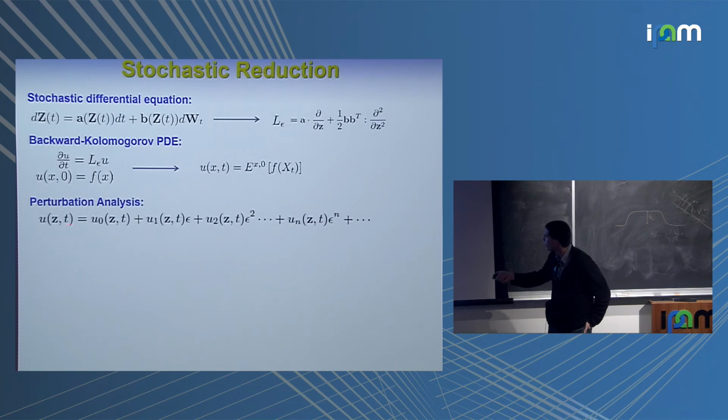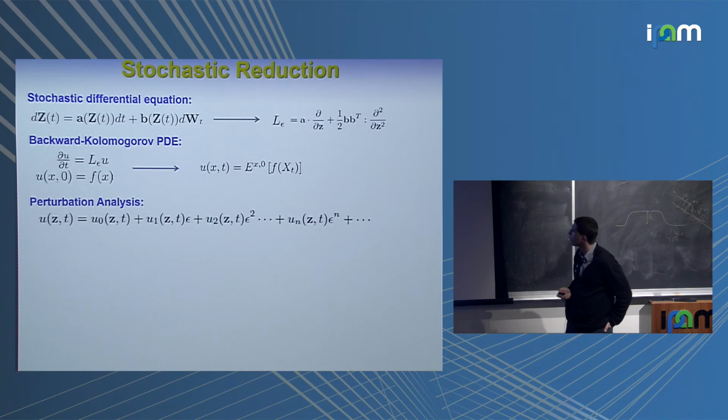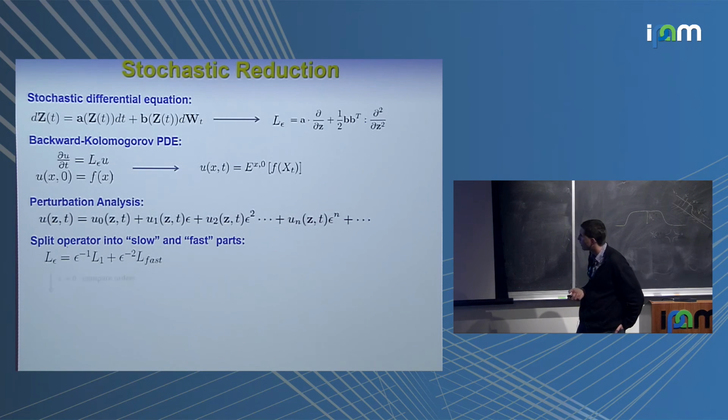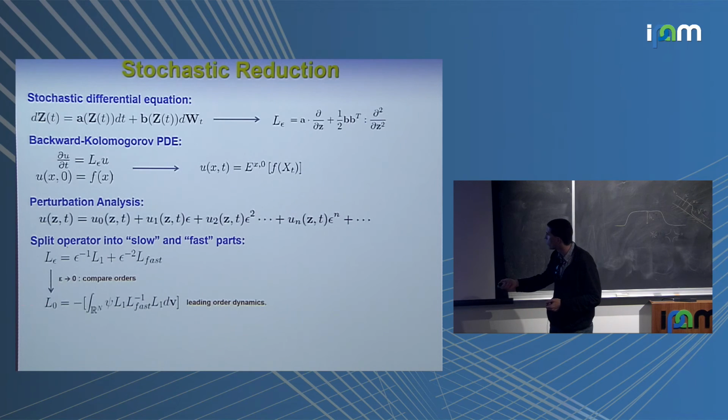You can do your singular perturbation analysis on the backward Kolmogorov PDE. It's a bit involved to go over here in detail, but you do your singular perturbation analysis, and this gives you an effective operator.